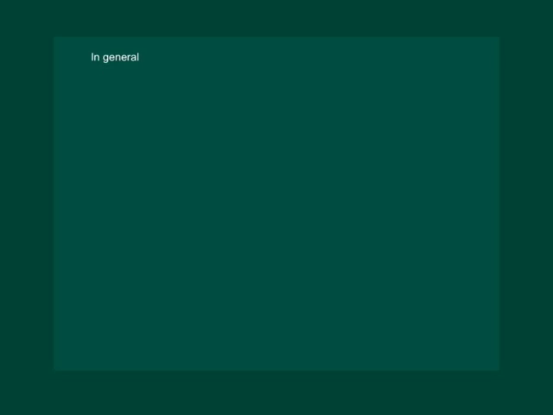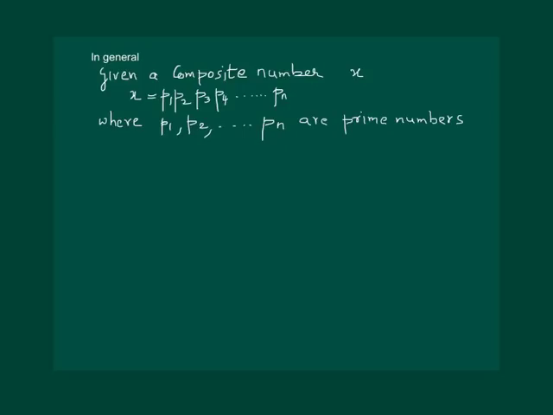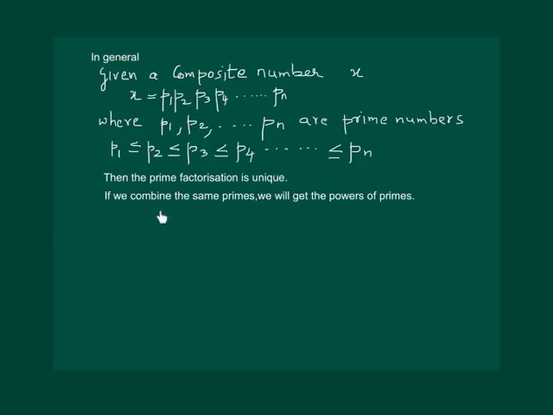Let us sum up the whole result in general. Given a composite number x, we can factorize it, then x can be written as a product of prime numbers p1, p2, p3 and so on, if we assume that these prime numbers are written in ascending order. Then the prime factorization of x is unique, and if we combine the same primes, we will get the powers of primes.